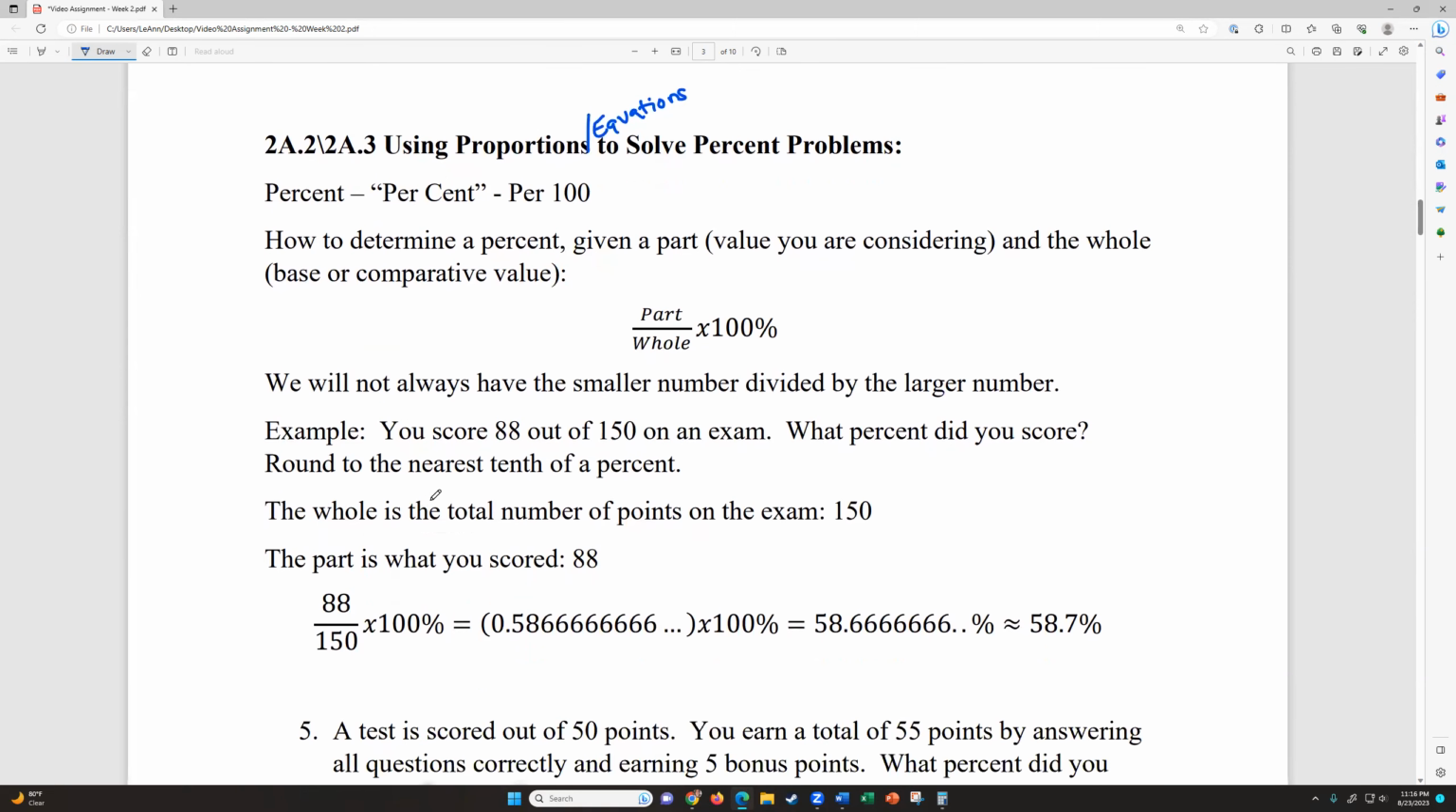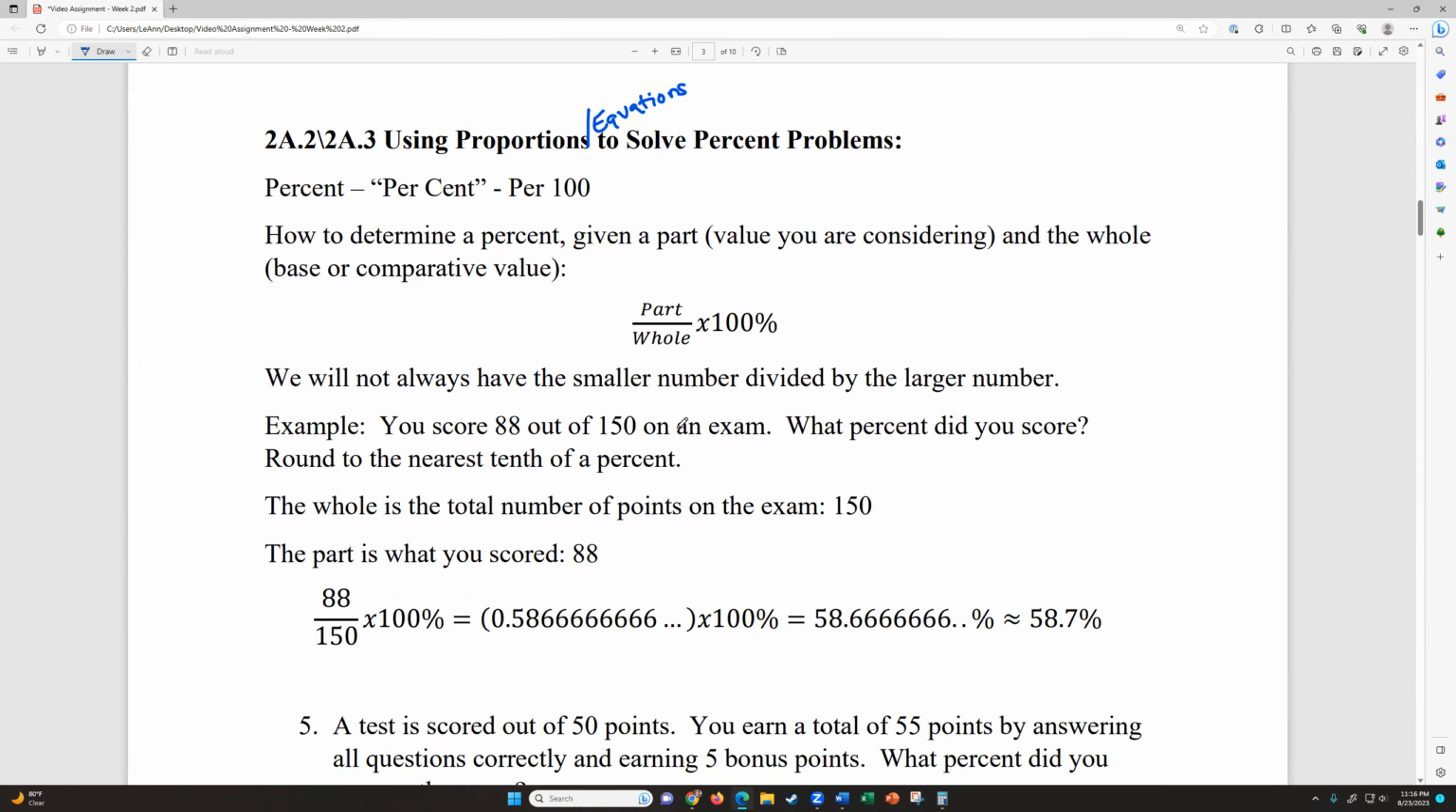So the first example says you score 88 out of 150 points on an exam. What percent did you score? Round to the nearest 10th of a percent. Notice this is very important. 10th of a percent means you have your percent and you round 1 decimal place after the decimal with the percent symbol on there. So you don't round before you go to percent form. You round after you're in percent form. Okay, so after you've multiplied by the 100.